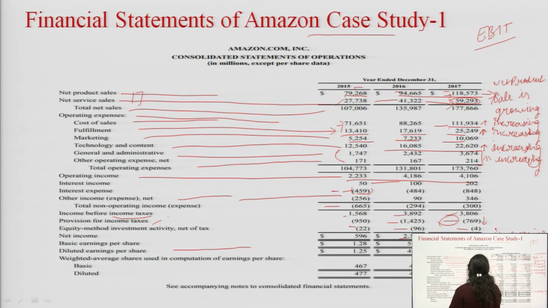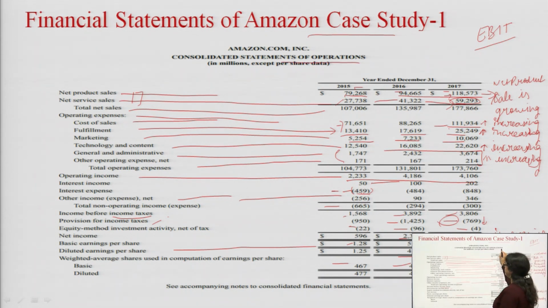The diluted earnings per share is the value of the share. We can see that earnings per share is 1.28 in 2015, and it has increased. Your EPS has increased, and your diluted earnings per share has also increased as compared to 2015. The weighted average shares used in the computation of earnings per share is also recorded in increasing order. By this format, this is your consolidated statement for the operation.